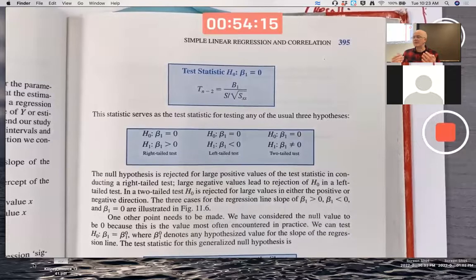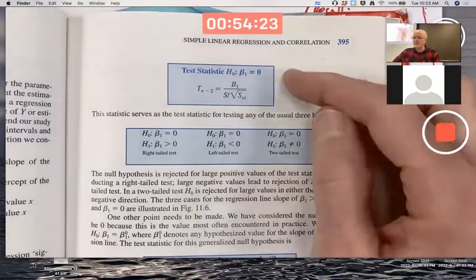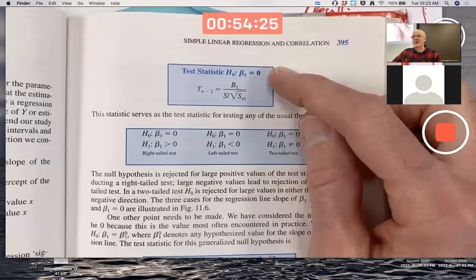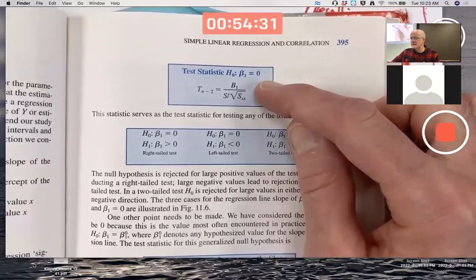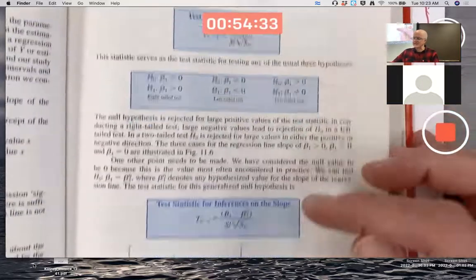So some people just always do that, and that's what the spreadsheet does by default: it gives you the p-value for a two-tailed test. If you can reject the null for a two-tailed test, you'll automatically reject it for a one-tailed test. This is the t statistic. Actually, more generally, it's this.